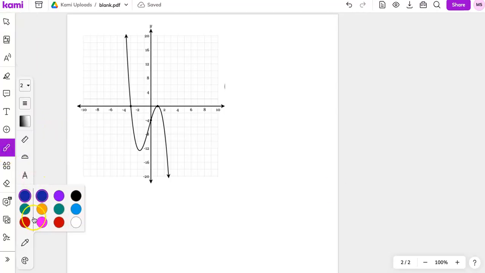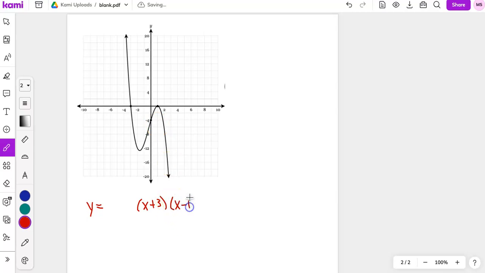I'm just going to start by writing the zeros out first. So if you look here, we have a 0 at -3. That means that we need a factor of x plus 3. And then we also have a 0 at 1, so we need a factor of x minus 1. Okay, so we did our zeros first.